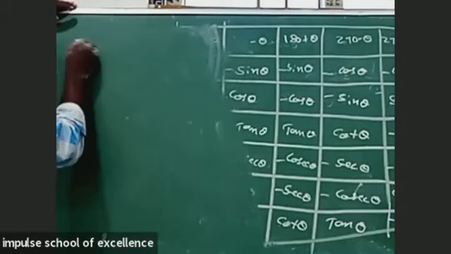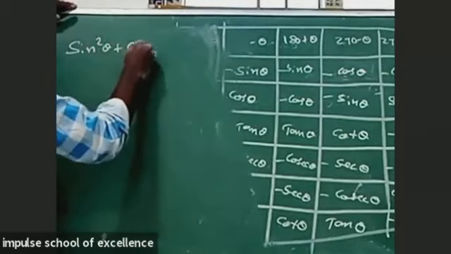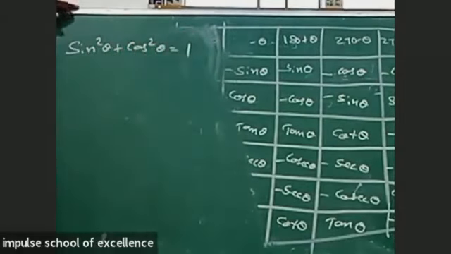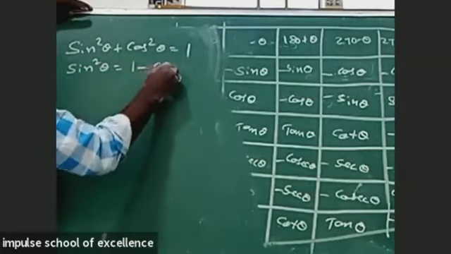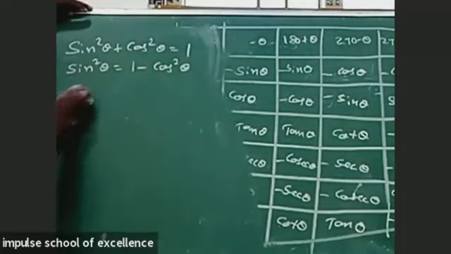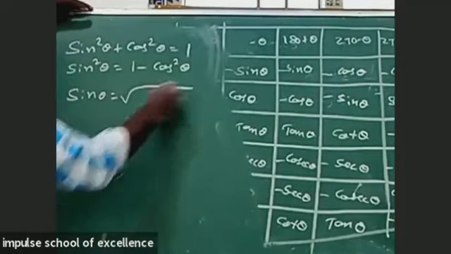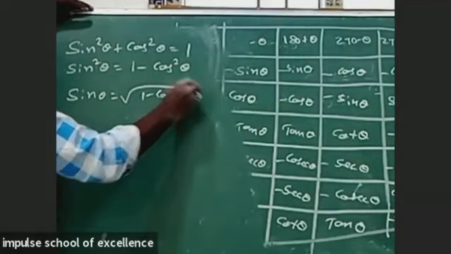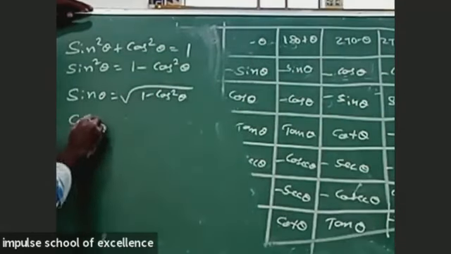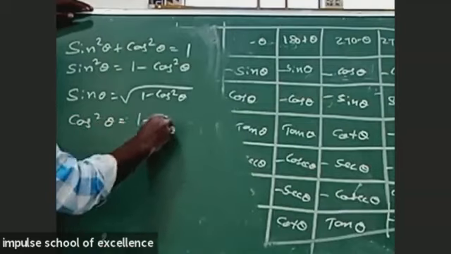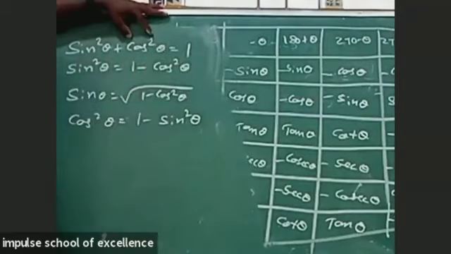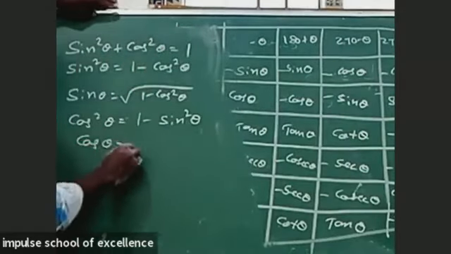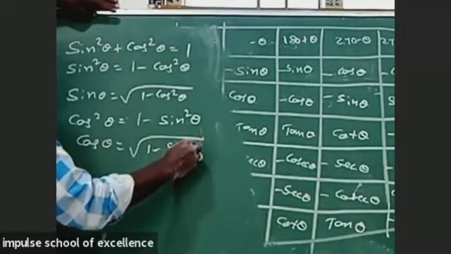We know that sin square theta plus cos square theta is equal to 1. The applications of this: if we need to calculate, sin square theta is equal to 1 minus cos square theta, so sin theta is equal to the square root of 1 minus cos square theta. In the same way, we have the application for cos square theta: cos square theta is equal to 1 minus sin square theta. Cos square we keep here and transpose sin square, so cos theta is equal to the square root of 1 minus sin square theta.